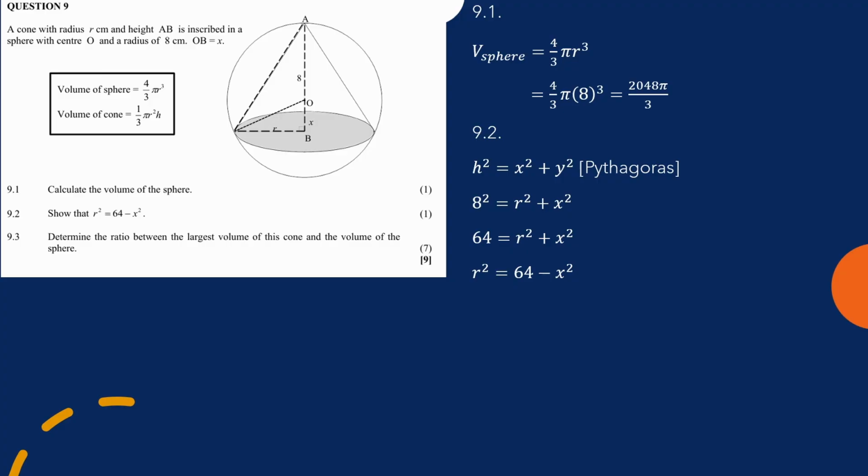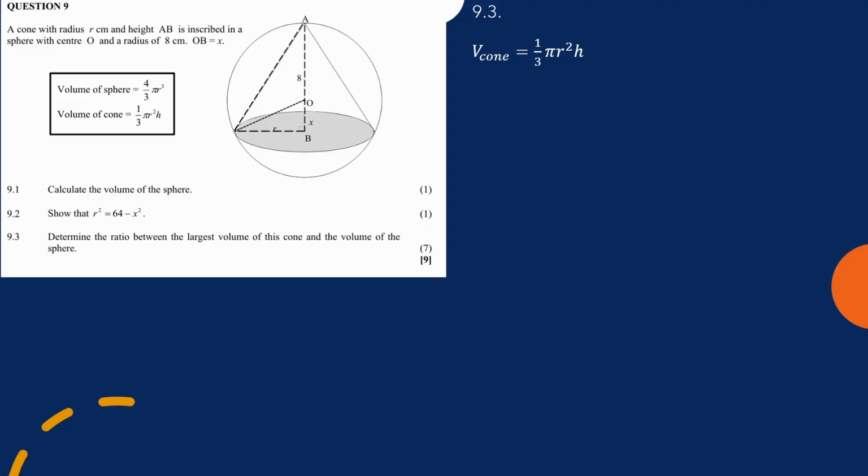Let's first deal with the volume of the cone, because the volume of the sphere I've already calculated and I know it. So let's not worry about that now. Let's first worry about the volume of the cone. First, I know that the volume of a cone is given by the equation 1 over 3 pi r squared h. That was given by the problem statement.